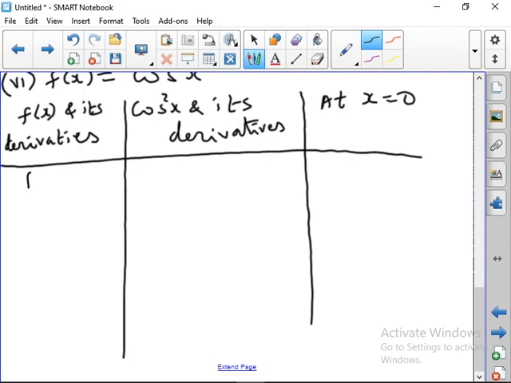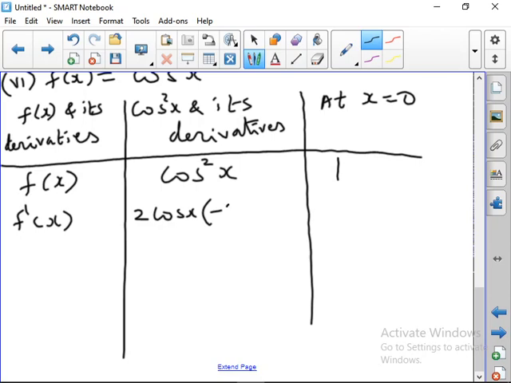So f of x first. What is f of x? Cos square x. Put x is equal to 0, cos 0 is 1. Then f dash of x. Differentiate cos square x: 2 cos x into differentiation of cos x is minus sin x. Put x is equal to 0, sin 0 is 0, therefore this becomes 0. But this can be written as minus sin 2x because sin 2 theta is 2 sin theta cos theta.